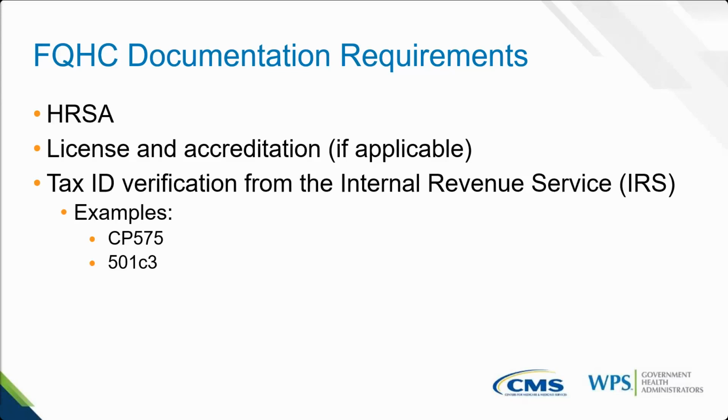Some examples will include a CP 575 or your confirmation of tax exempt status, your 501(c)(3) status. We'll also see 147Cs. Those are typically duplicate notification letters that get issued, but we need to see the legal business name as it is attached to that federal tax ID. That all needs to match up in our system or we can't get the FQHC or any provider enrolled.